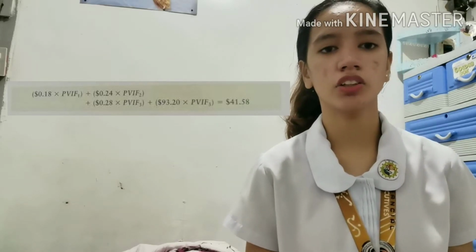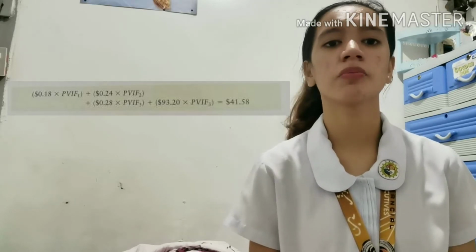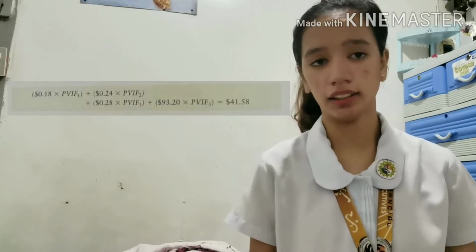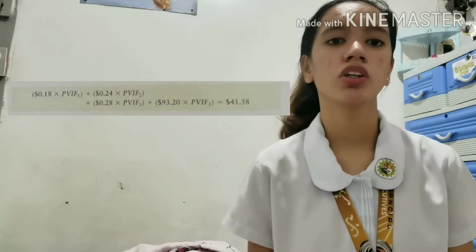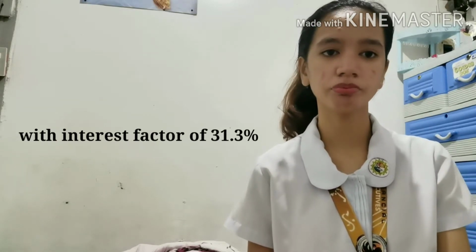Kailangan natin i-solve yung discount rate or yung present value interest factors or yung PVIF na makikita natin sa equation na to. Kung gagamitan natin yung calculator, malalaman natin na ang interest factor niya is 31.3%. The present value of the future benefits from this investment equals $41.58. At ayun yung expected return natin, yung $41.58.